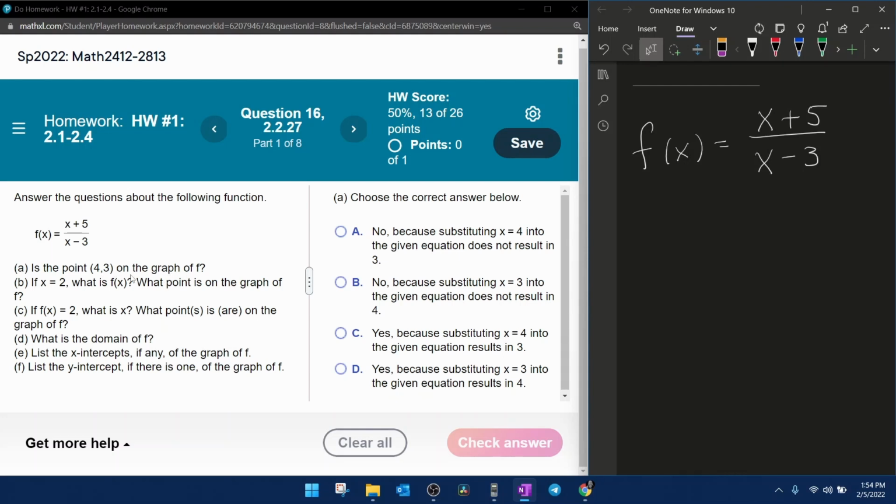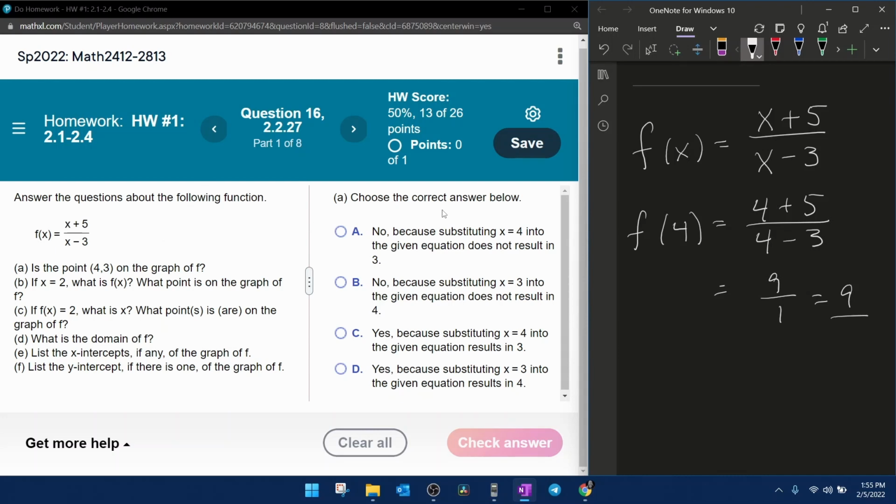One way we can tell if it's on the graph is if we plug in a 4 for x and it works out to give us a y value of 3, then it will be on the graph. So in other words, what they're asking me to do is calculate f of 4 and see if it works out to be 3. And that's going to require a little plug and play, replacing every x with 4. And that's going to give us 5 plus 4, which is 9. 4 minus 3 is 1. That works out to be 9, which is not 3.